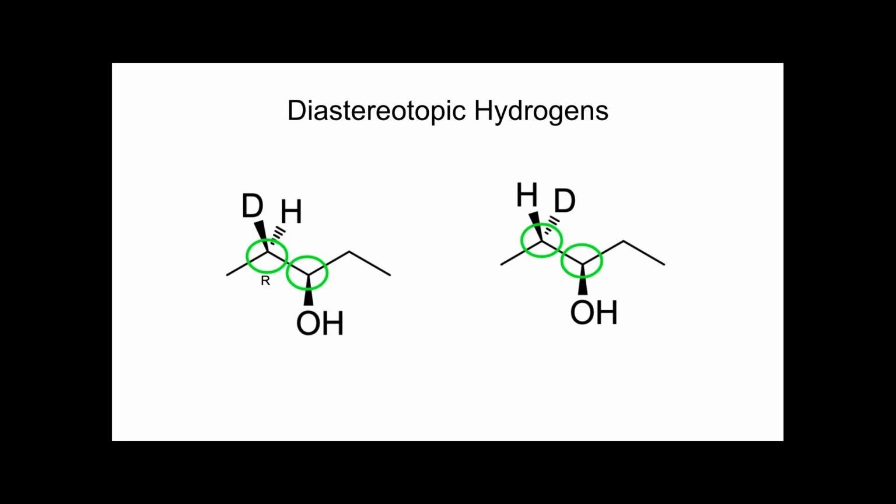We then label the stereocenters and then compare the molecules to each other. Because only one of the stereocenters changes, they are diastereomers, so therefore the hydrogens we tested with the deuterium are diastereotopic hydrogens. They give a different and unique HNMR signal, even though they're on the same carbon.